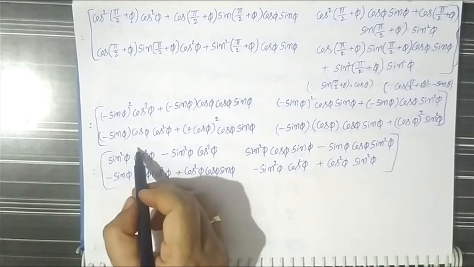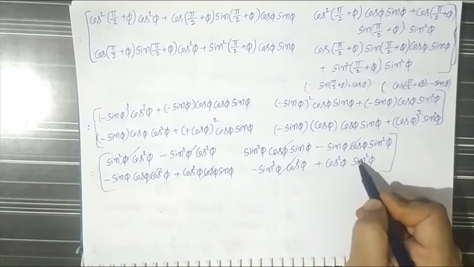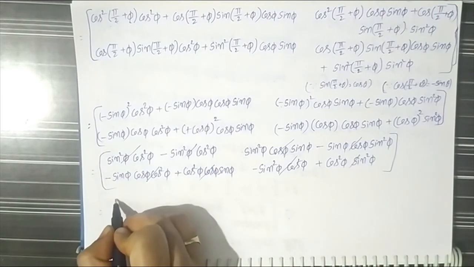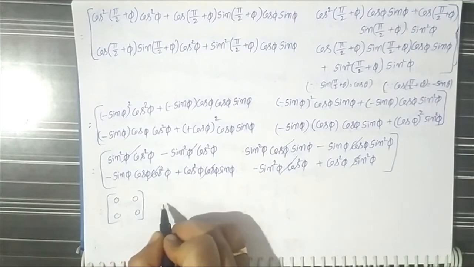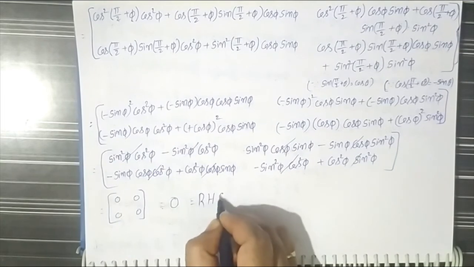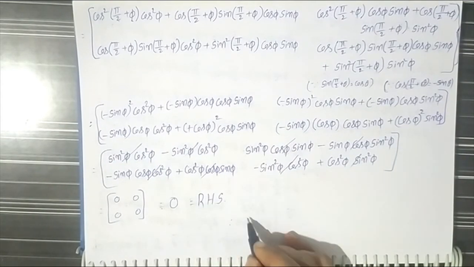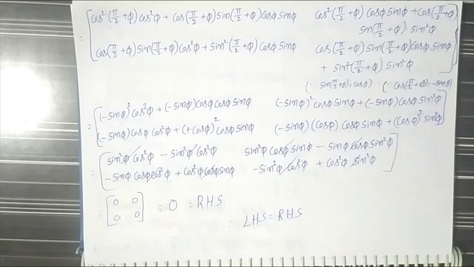Here all the plus and minus terms cancel. That is equal to 0, 0, 0, 0. This is equal to the matrix O. This is RHS. Therefore, LHS equals RHS. Hence, the given statement is proved by using the condition theta minus phi equal to pi by 2.